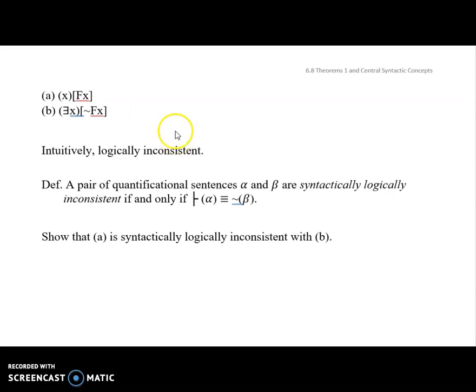So let's go ahead and formally define it. A pair of quantificational sentences like these two are syntactically logically inconsistent if and only if it's a theorem that the one, if and only if not the other. Okay? So, for example, if we're to show that this sentence, A here, is logically inconsistent with B, it would be tantamount to having to show it's a theorem that the first one, if and only if not the second one. So it'd be tantamount to showing that this big thing here is in fact a theorem of logic.